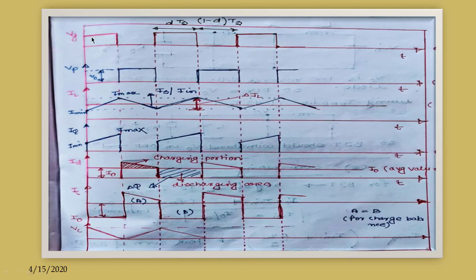And we know when this base drive pulse is high, that is in DTS period, the BJT is on, that is short circuited. And when this base drive pulse is low, that is 1 minus D into TS time period, that is the T off period, the BJT is off. So this is the gate drive pulse or base drive pulse, which controls the switch on and off operation of the switch, that is here the power BJT.